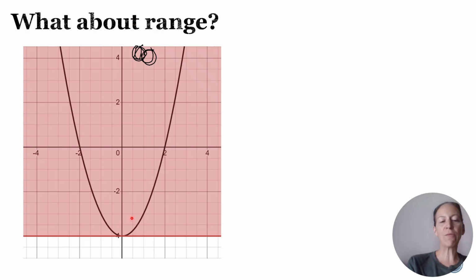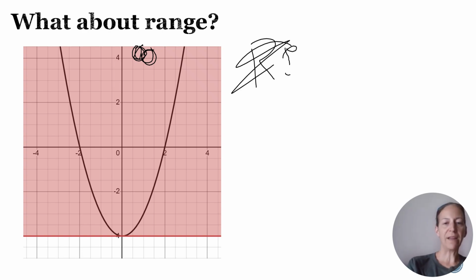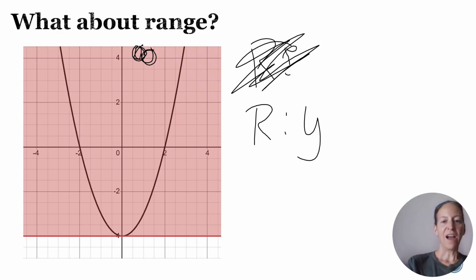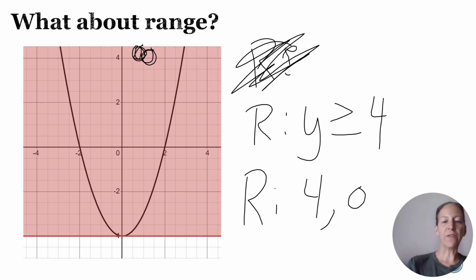And so the way that we would write the range, before you would say y is greater than or equal to -4. The other way you would write it is from -4 to infinity.